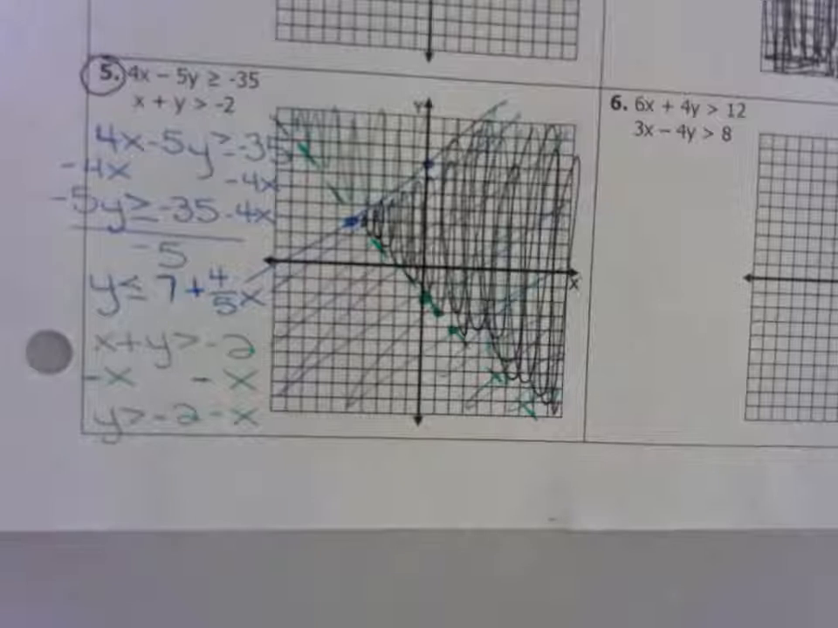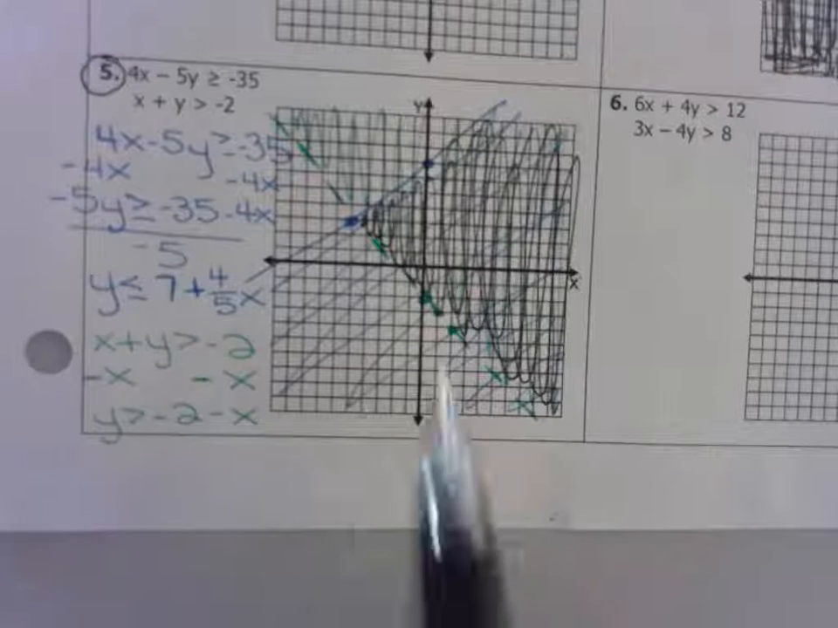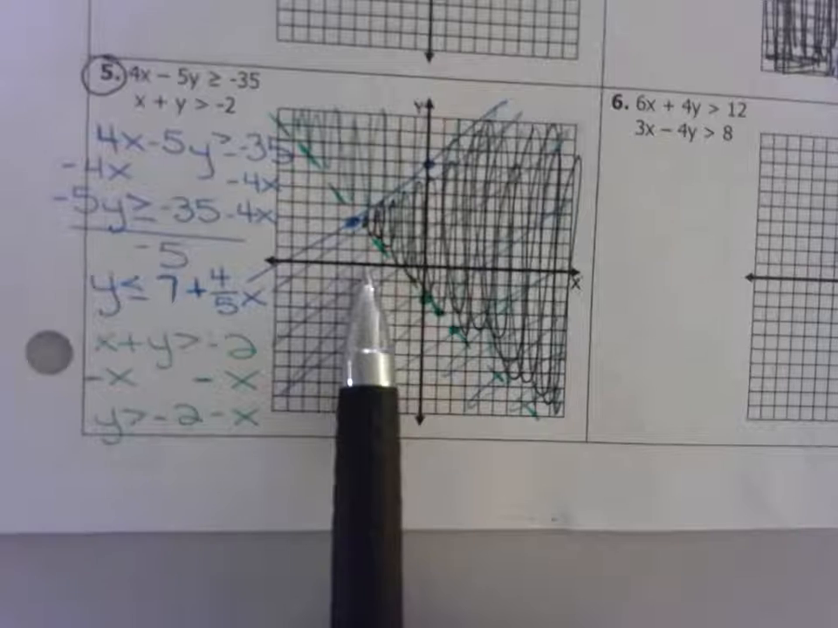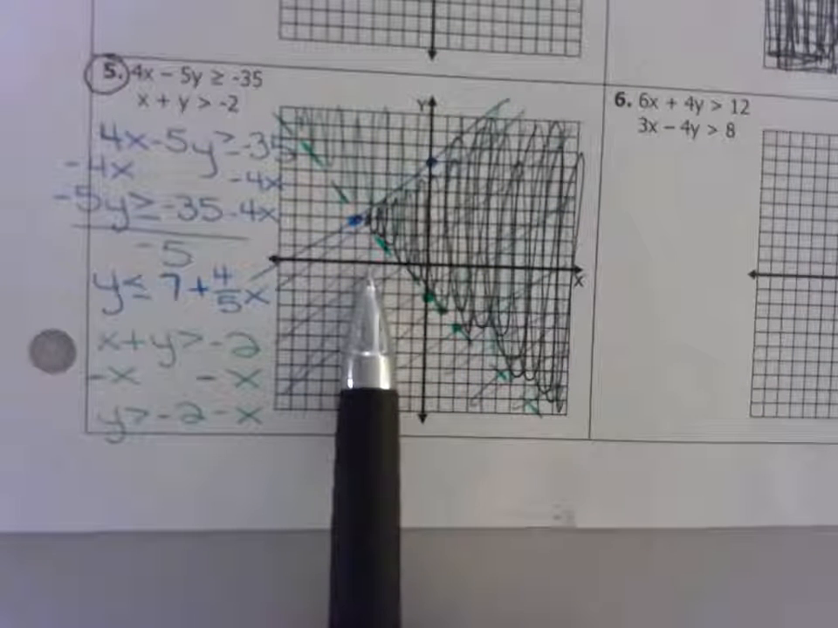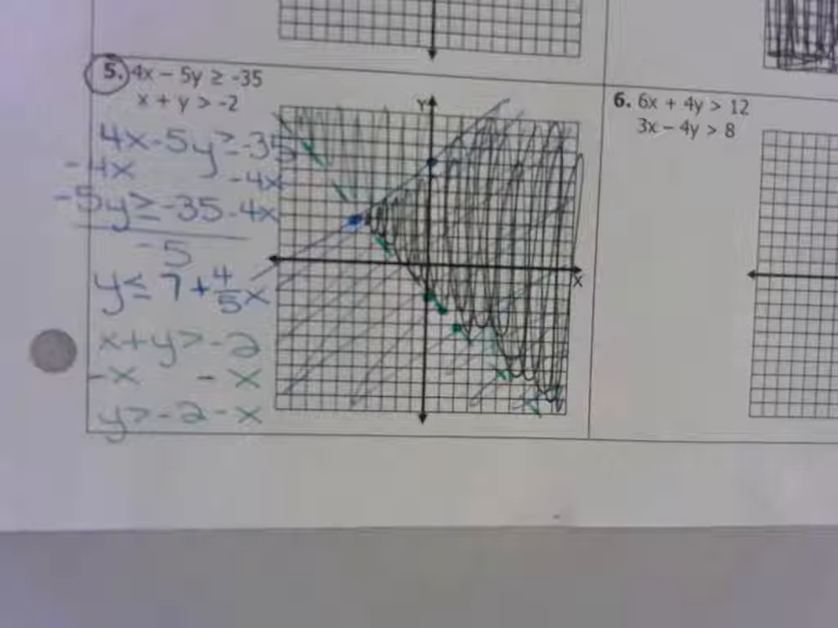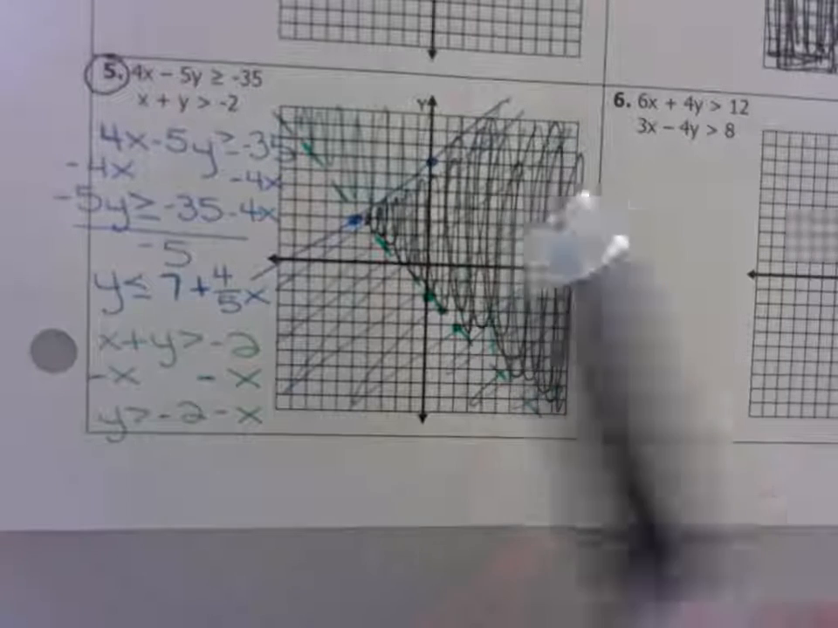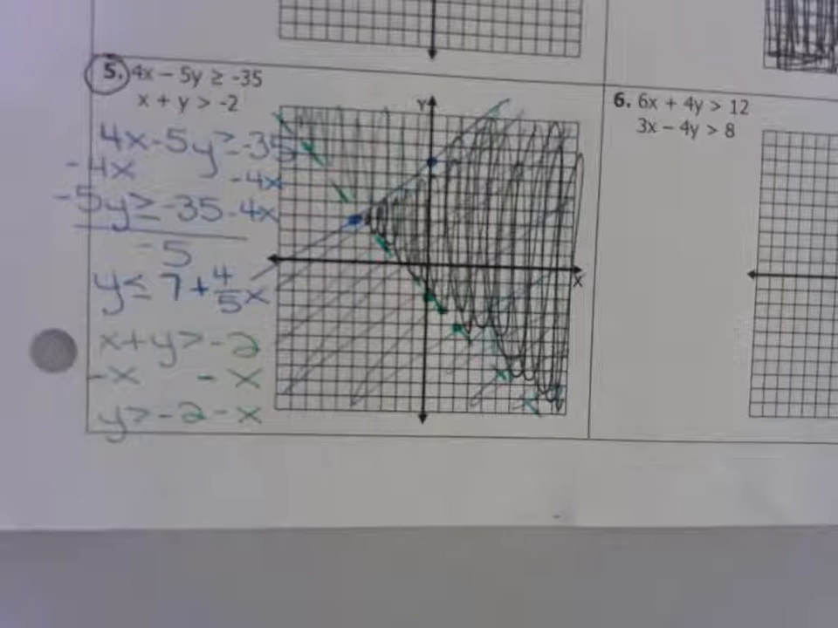So if I ask, is the point 0, 0 a solution to this system? Yes, because it is in the double shaded area. Okay. Is the point negative 4, 0 a solution to the system? So look at your point negative 4, 0. Left 4. Is that a solution to the system? No, because it's not in the double shaded area. So in order for it to be a solution to both inequalities, it has to be in the double shaded area. Okay. Any questions on that?